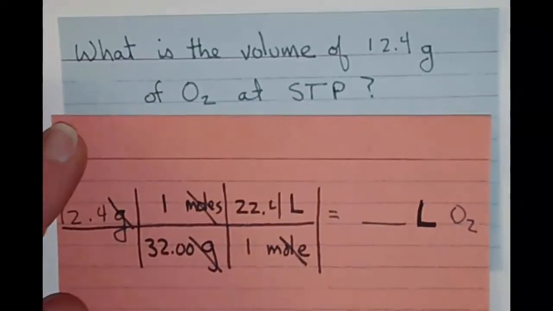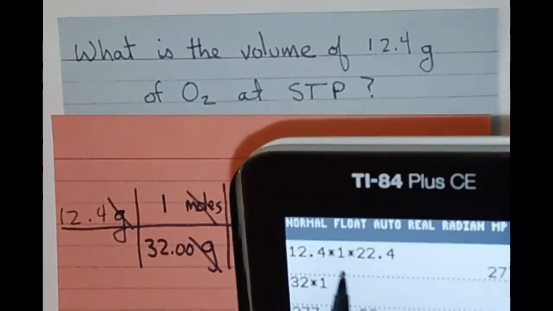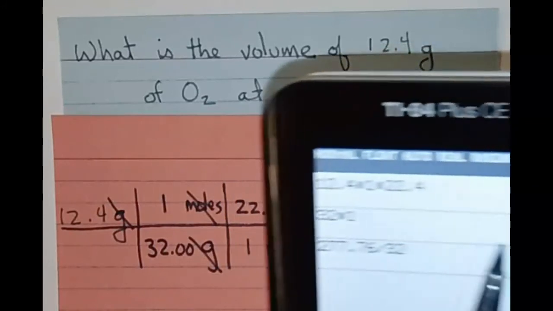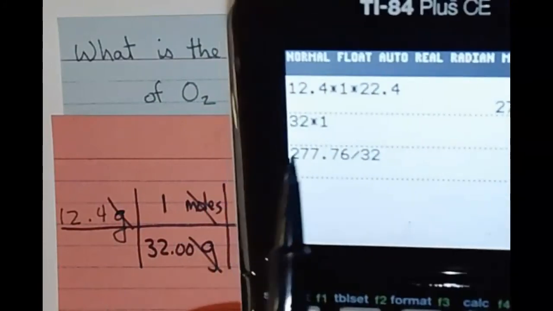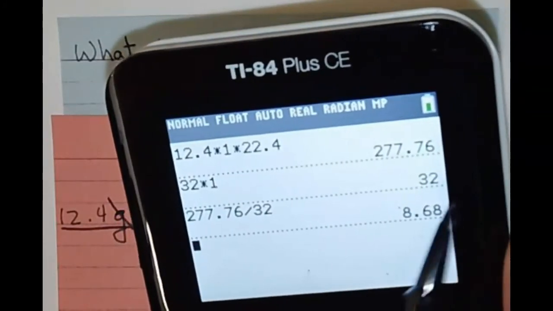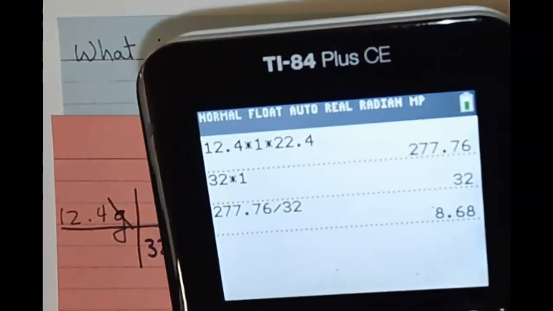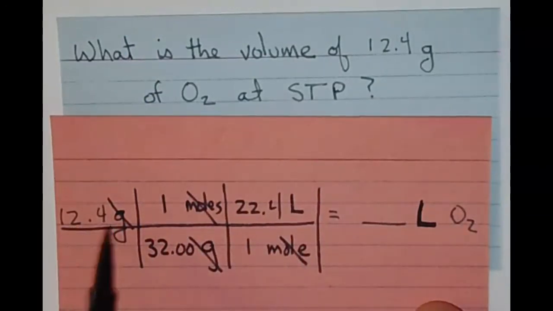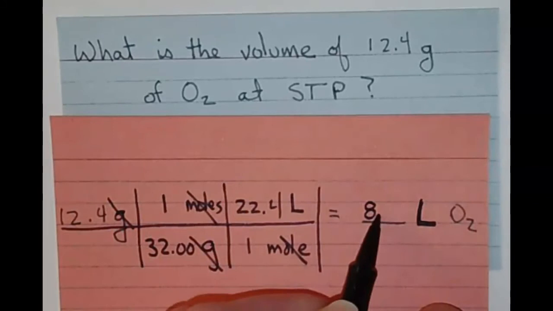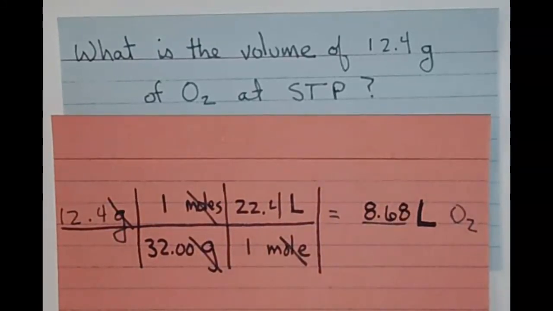So in order to do the math, I multiply across the top, 12.4 times 1 times 22.4. I hit enter. I multiply across the bottom, 32 times 1, and then I divide those two products, and I get 8.68. Now this is a really nice one. I started out with 3 significant figures, and my calculator has 3 significant figures in it. So there we go. I hope this helps you out.